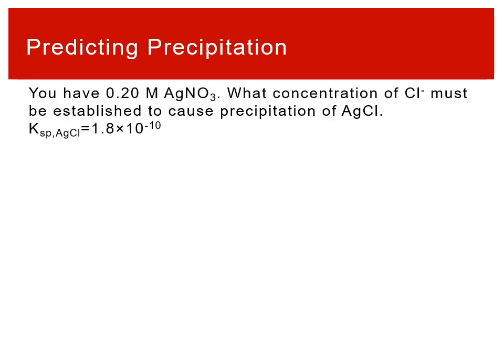Let's do it. You have 0.20 molar silver nitrate. What concentration of chloride must be established to cause precipitation of silver chloride? KSP for silver chloride is 1.8 times 10 to the negative 10th.